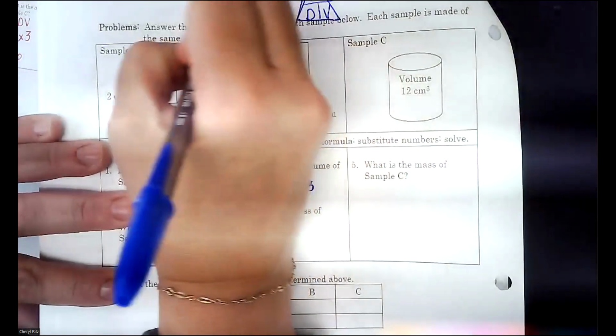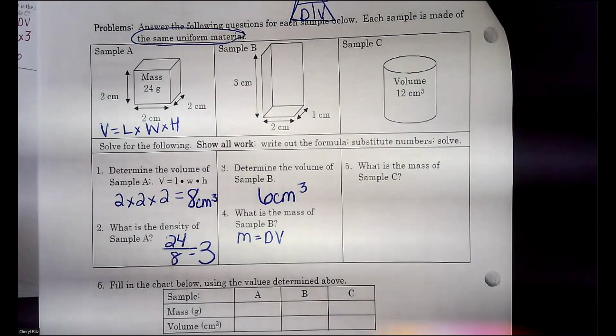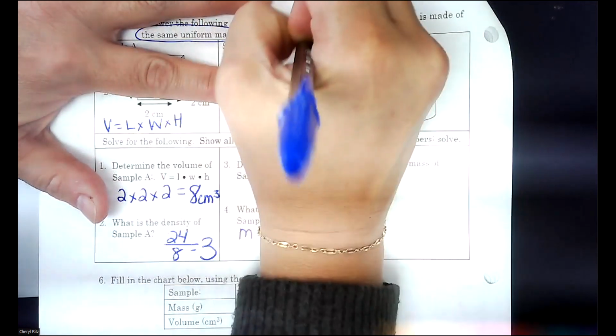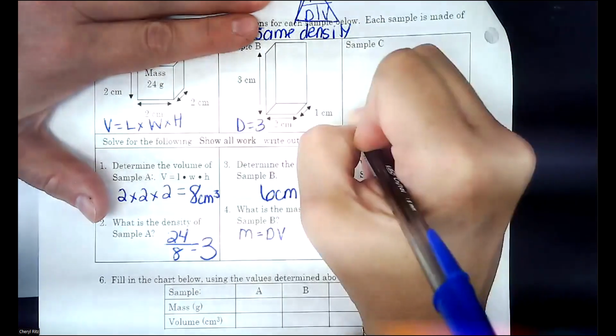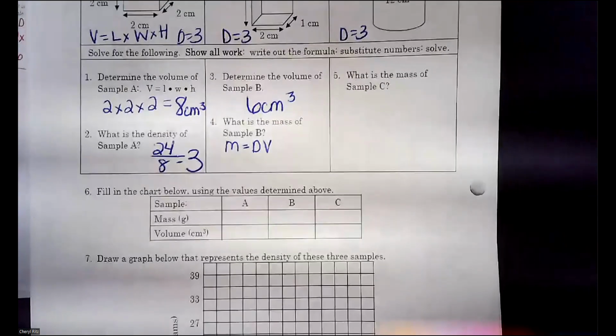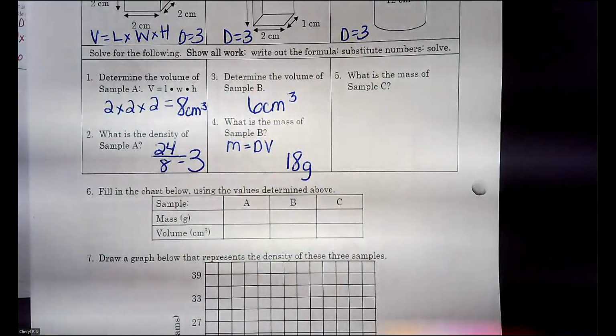3. Because when you read the directions, you saw same uniform material. When you see the phrase same uniform material, that should be like a red flag waving in the air. What does same material really mean? Same density. So this one, the D equals 3, and they all equal 3. So 3 times 6, you should have 18 grams here.